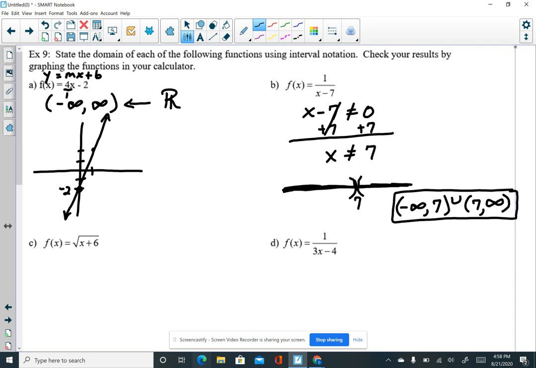And I encourage you to put this in your calculator. When you put this in your calculator, be sure you put the denominator in parentheses, okay? So 1 divided by, and then your denominator in parentheses. That's important. All right, let's move on down to, let's look at letter C.